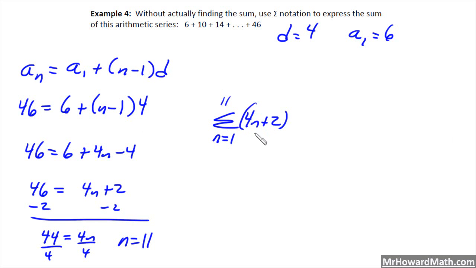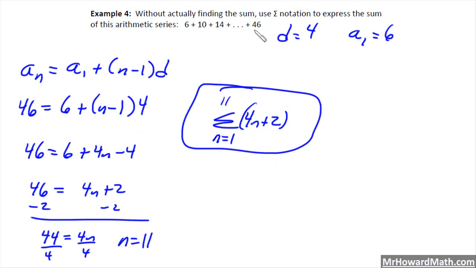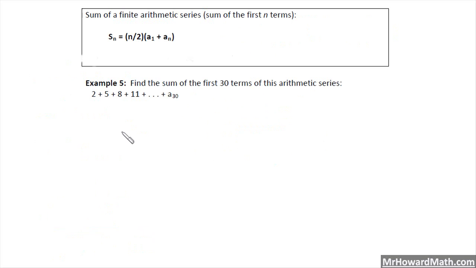So we had to find the rule. We had to find the highest term that we were working up to, in this case the 11th term, and we know that we were starting with the first one. So this is the sigma notation that answers example 4.